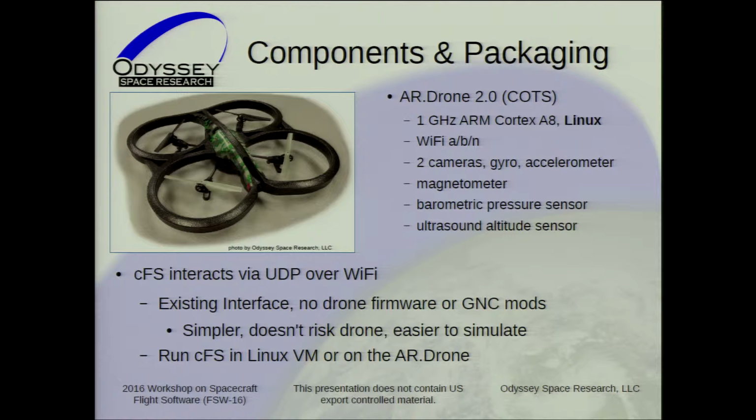Here's the drone that we've been looking at. Again, we presented this last year. It's been a workhorse, and because it's running Linux and it's a very open API, we're interacting with it over UDP, over Wi-Fi. We don't have to get into the firmware. We just use the existing interface. Makes it nice and simple. We don't have to worry about messing with the drone. We can concentrate on CFS. And that means we can run Linux on the VM or on the Air drone itself.